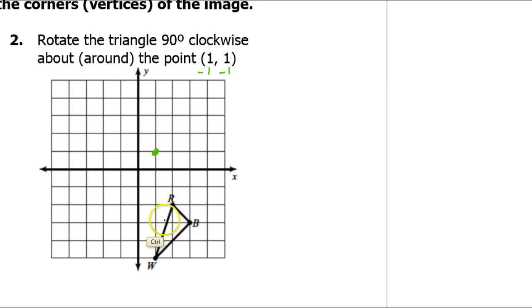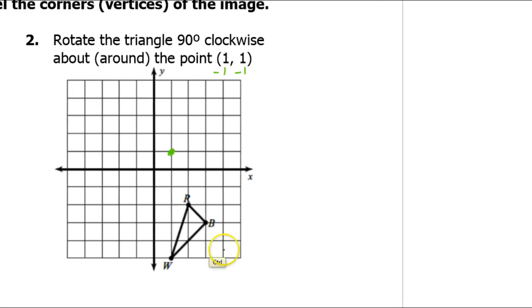I'm going to do the same thing to all of these points, okay? So basically, I'm going to move the entire graph left 1 and down 1. So this point would move to the origin, and all of these points would move in the same way.